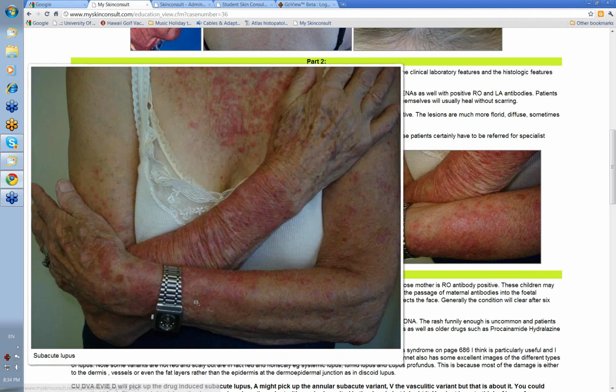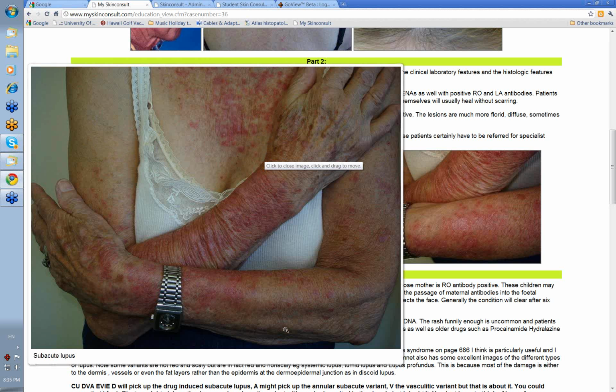So let's have a look at this one. It's red, and most of that's non-scaly, but look at the distribution. It's on the outer aspects of the arm, the outer aspects. It doesn't go much above the shirt or blouse line. It's accentuated in the V of the neck there.